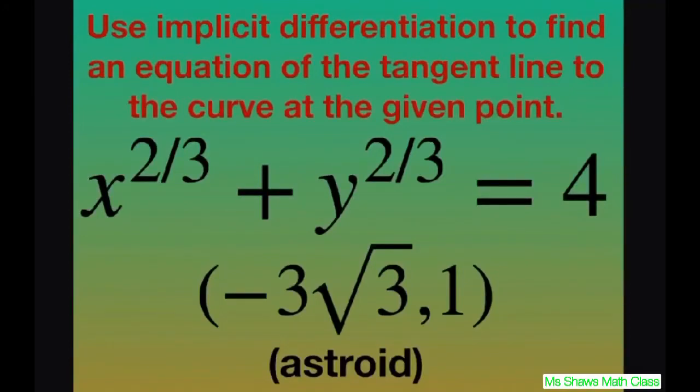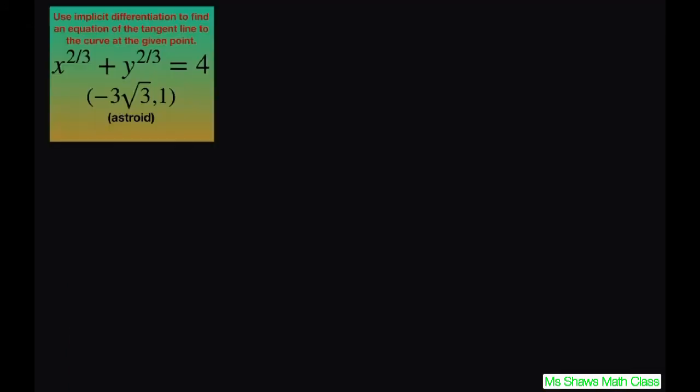Hey everyone, we're going to use implicit differentiation to find an equation of the tangent line to the curve at point (-3√3, 1). And this is our equation. So let's go ahead and start differentiating.